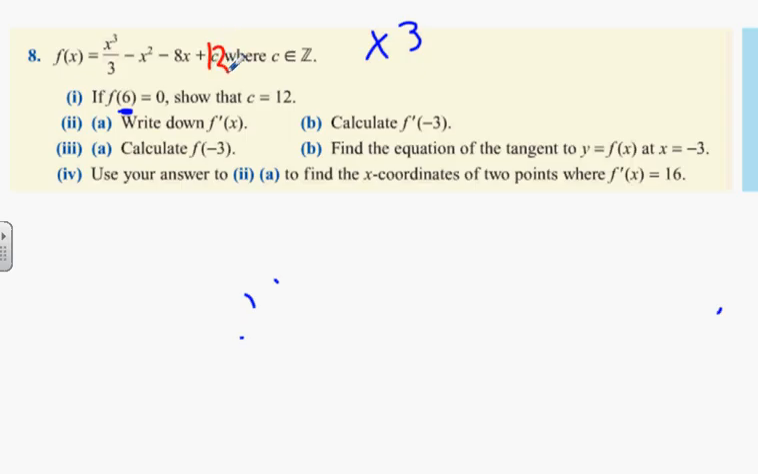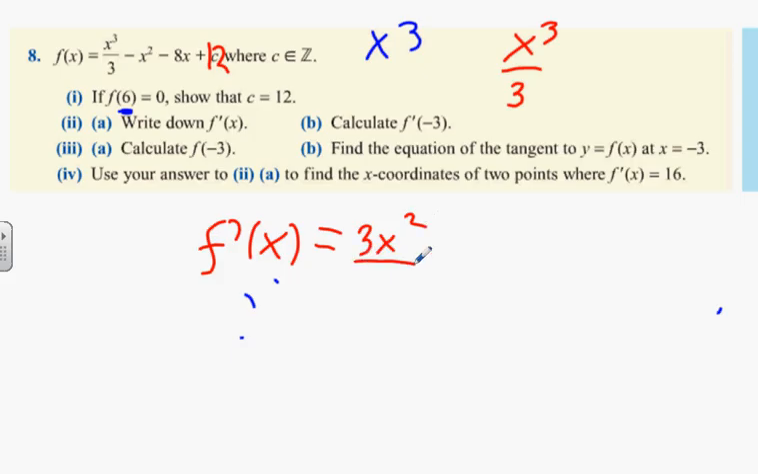Now, if that's f of x, what's f dash x? You differentiate once. So, differentiate x cubed over 3: 3x squared over 3. What happens to the 3s? They cancel, they divide by each other to become 1. So it's just x squared. What happens to the minus x squared when you differentiate it? Minus 2x. What happens to the minus 8x? Minus 8. And then the 12 is dropped. Then it says calculate f dash of minus 3.